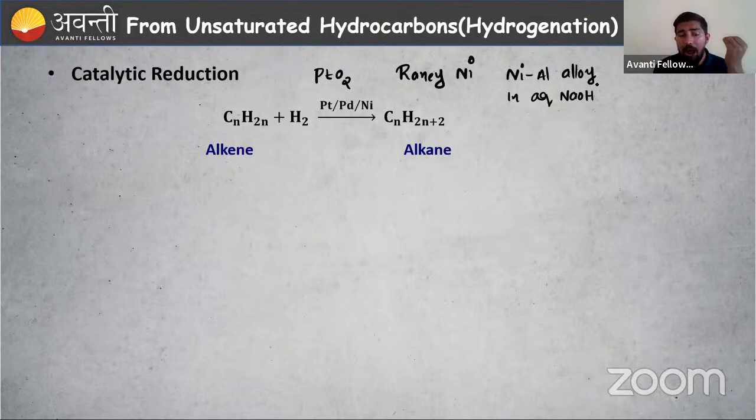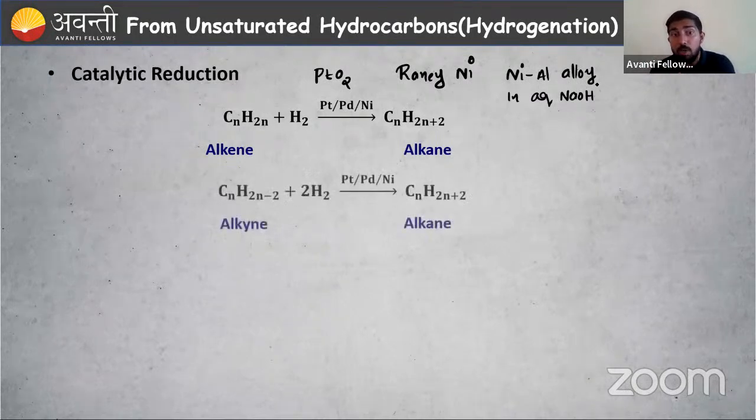So what is happening here? Unsaturated to saturated. Alkene to alkane. For that we need one H2. Then what about alkyne? Alkyne CnH2n minus 2 plus we need 2H2. What is formed? Again alkane. So a saturated compound is formed from an unsaturated one by the addition of hydrogen in the presence of catalyst, which is known as catalytic reduction or hydrogenation. Alkene to alkane, one H2. Alkyne to alkane, two H2.